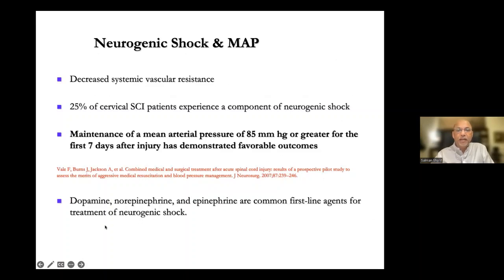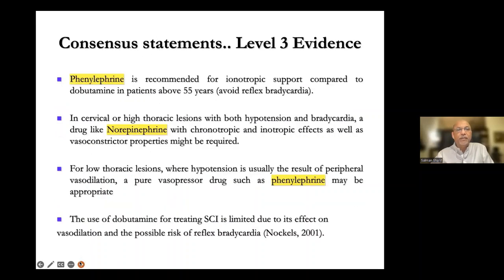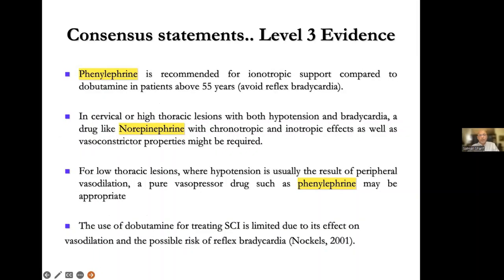Dopamine, norepinephrine, and epinephrine are first-line agents for treatment of this. As per a consensus statement, phenylephrine is recommended for vasopressor support compared to dopamine in patients above 55 years. The reason is that with phenylephrine you can avoid reflex bradycardia, because dopamine can be a problem. In the cervical or high thoracic region, both hypotension and bradycardia happen.